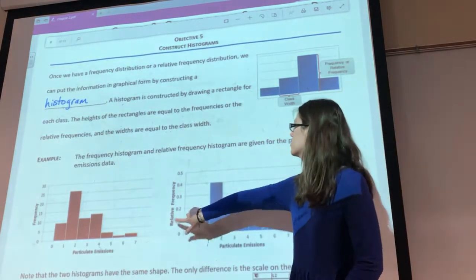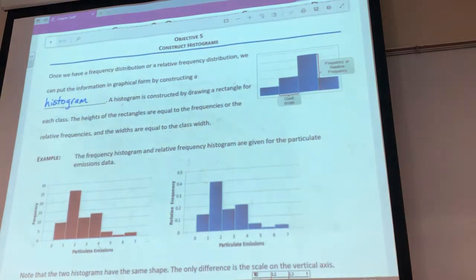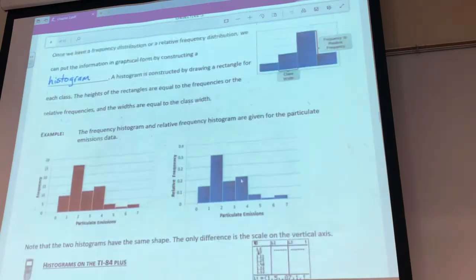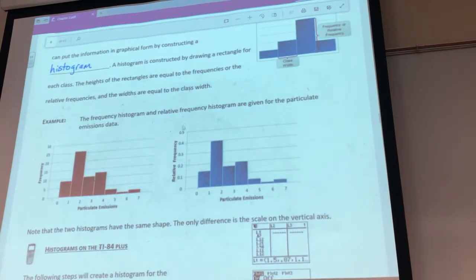So we've got these two right here for the particle emissions data that we did on Monday. Notice again how they look exactly the same. They're the same shape, except for just these numbers up here. These are going to be the proportions since it's the relative frequency. This is going to be actual whole numbers because it's the frequency.